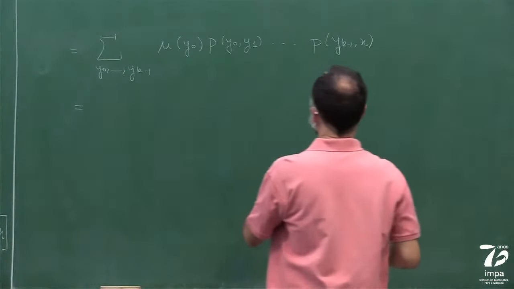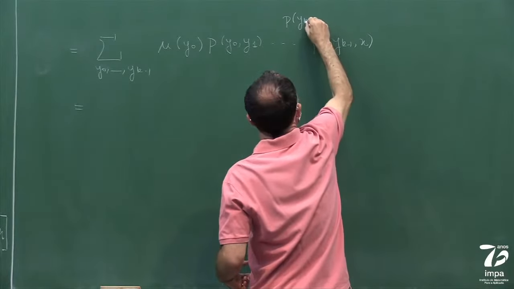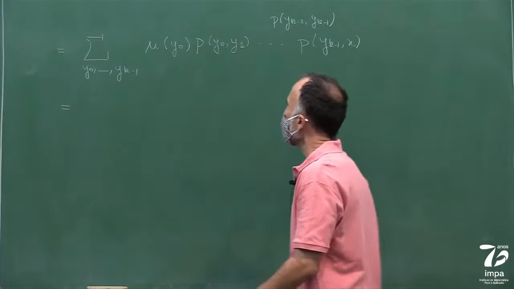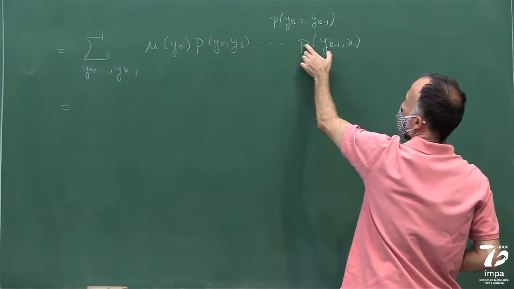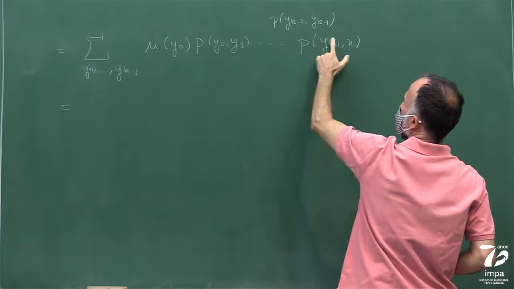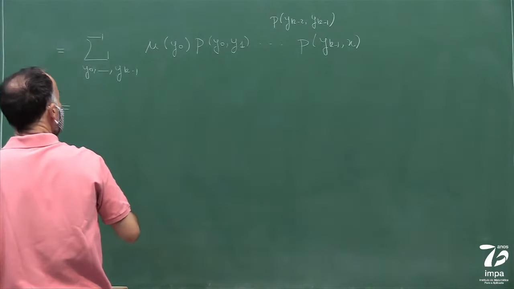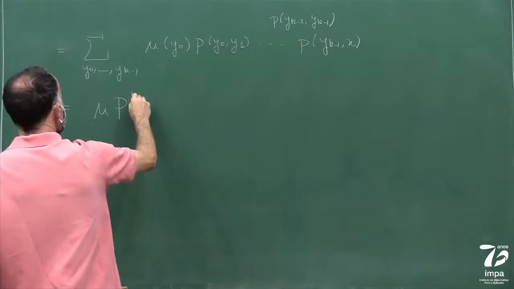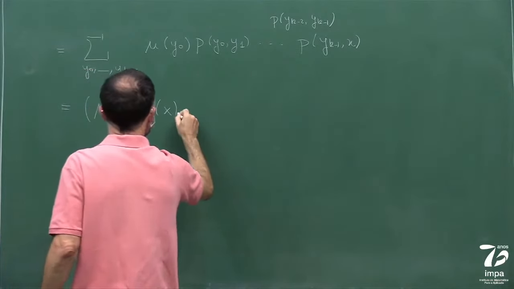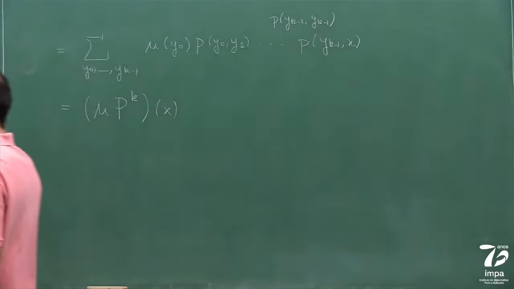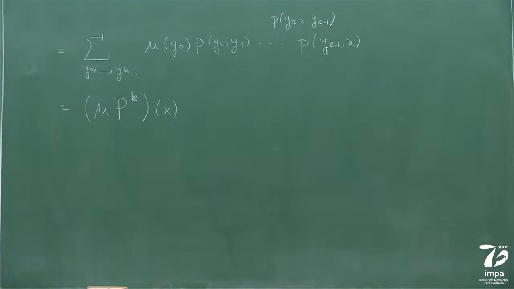So what appears here is that when you're summing over y_{k-1}, what you're doing is multiplying these two matrices and computing the product at the point y_{k-2}, x, and you proceed backwards by induction. So what you get is that this is mu P^k at x. Okay? You agree? So mu_k is actually: you take mu, you take P to the power k, and you multiply this row vector with the matrix.